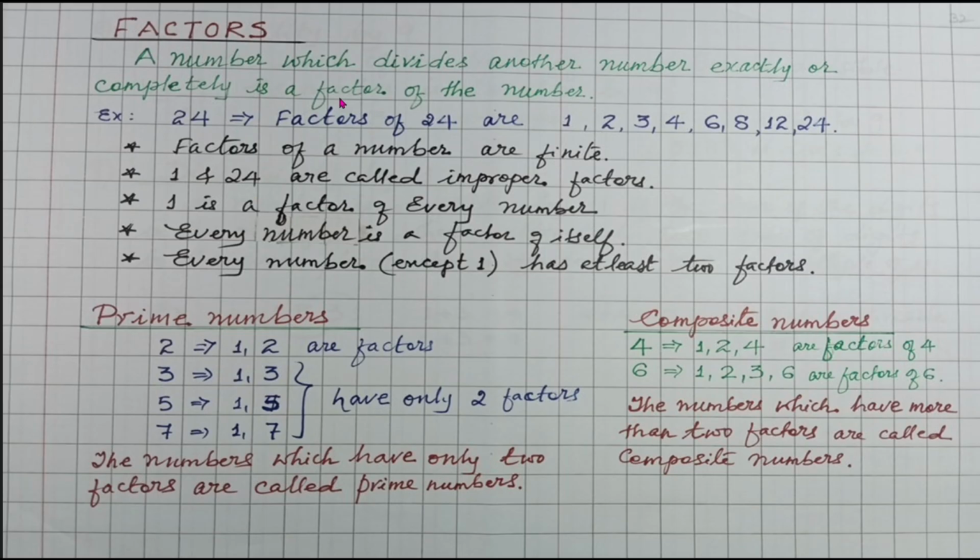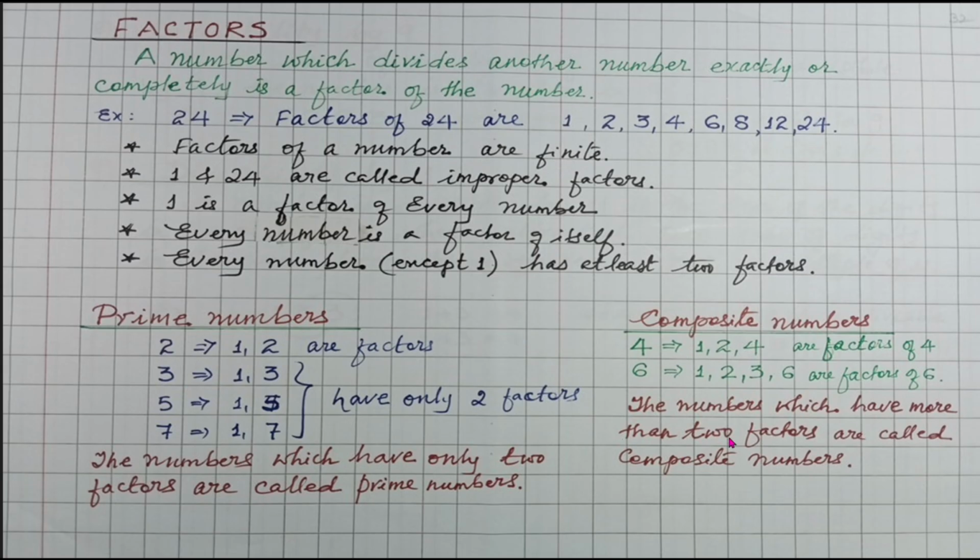Now, having understood what factors are, let us understand what prime numbers are. The numbers which have only 2 factors are called prime numbers. For example, the factors of 2 are 1 and 2, only 2 factors. Factors of 3 are 1 and 3, only 2 factors. 5: 1 and 5, only 2 factors. So all those numbers which have only 2 factors are called prime numbers. Therefore 2, 3, 5, 7 are all prime numbers, and so on. We have innumerable prime numbers.